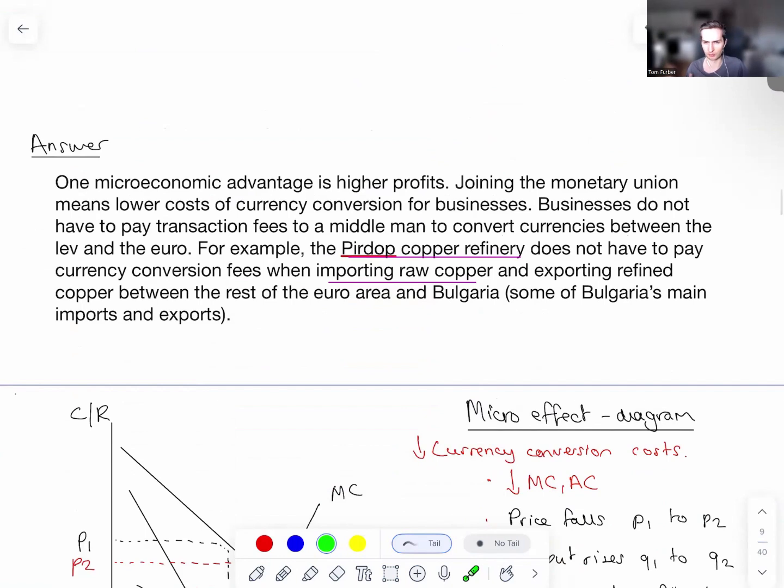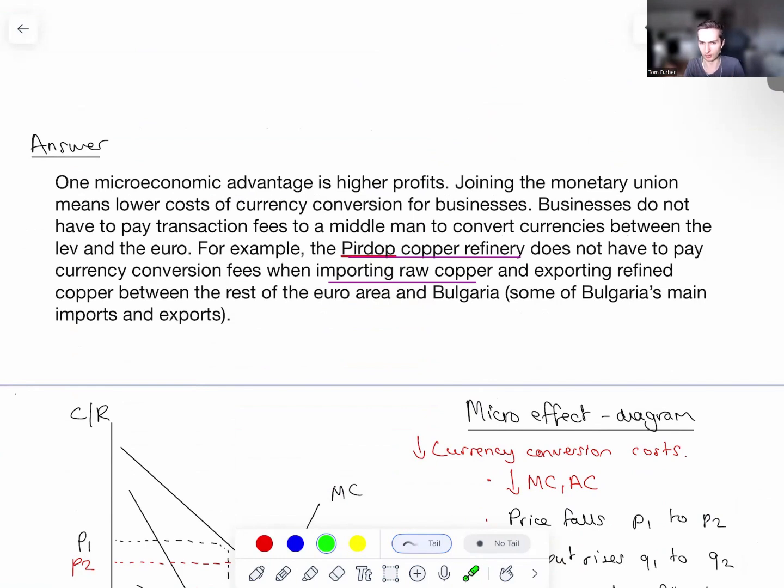Here's our answer. We're going to start off with our microeconomic advantage. So one microeconomic advantage is higher profits. Let's first explain the concept in words before we get to the diagram. So the idea is that joining the monetary union means lower costs of currency conversion for businesses. Businesses do not have to pay transaction fees to a middleman to convert currencies between the leva and the euro.